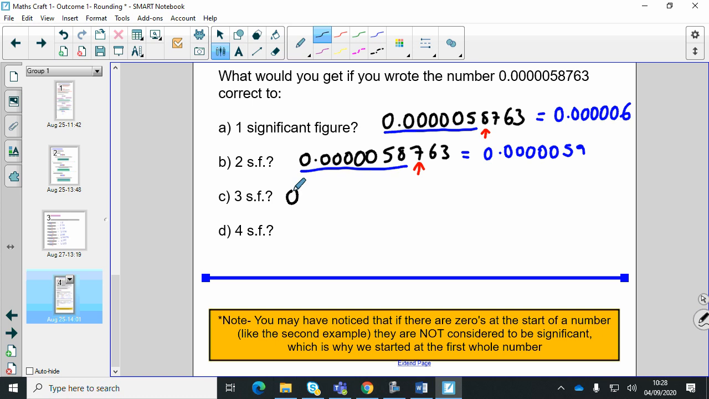So to three significant figures, underline the first three significant figures, and I'm going to check the fourth one. Now, because the 6 is bigger than 5, that 7 is going to round up to 8. I'm going to write all the zeros at the start if they're there. They're not significant, but they are part of the number.